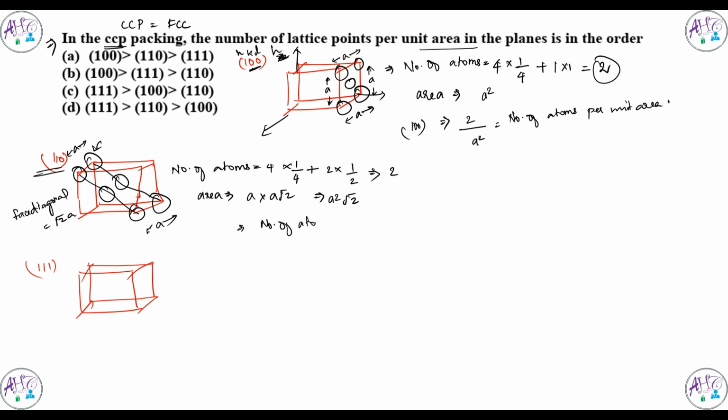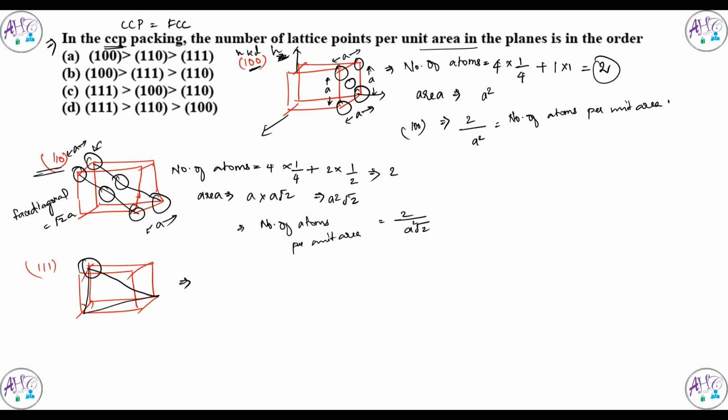Number of atoms per unit area is going to be equal to 2 by a square root 2. Okay, a square root 2 will be the area. Okay? Last comes your 111 plane. So the 111 plane will be present like this. This is going to be your 111 plane.